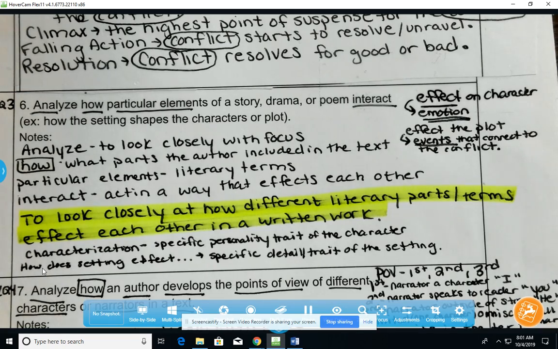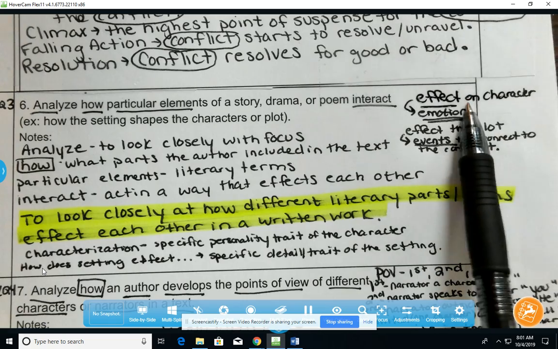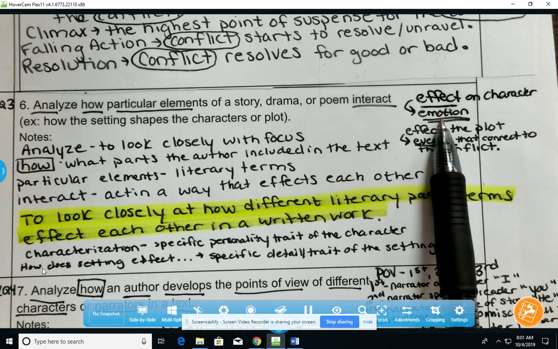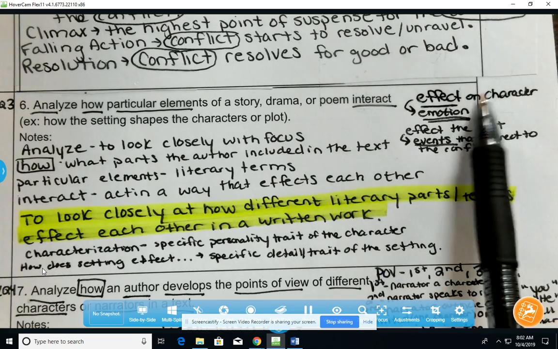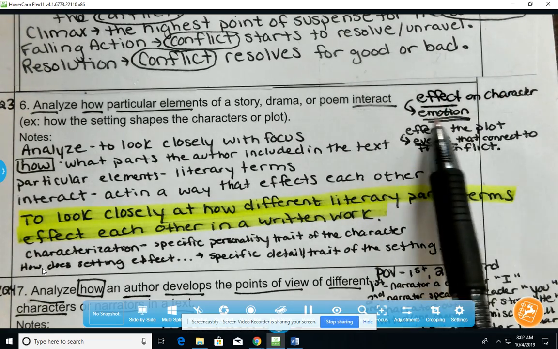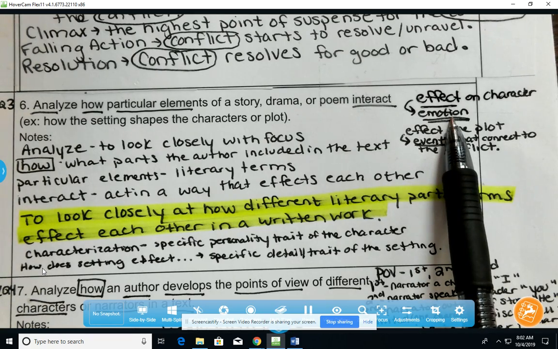There's some ways that you're going to see this. Last time we looked at this, it was how the setting affected the characters. Today we're looking at how the setting affects the characters, but also the effect that the characters have on the plot. So we need some new little look-fors. What are we looking for when we look for answering this question? Well, first, if it's asking for the effect on the character, it's looking for you to provide an emotion, a feeling the character experiences from the setting's effect on the character, from the plot's effect on character. If we're looking at effect on character, we need to provide an emotion when we say what that effect is.